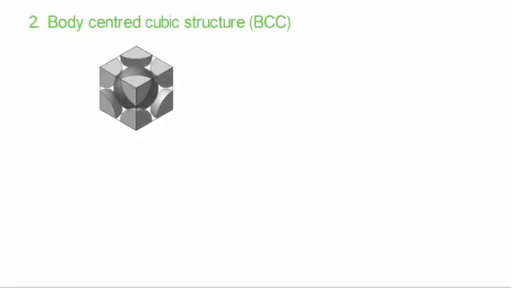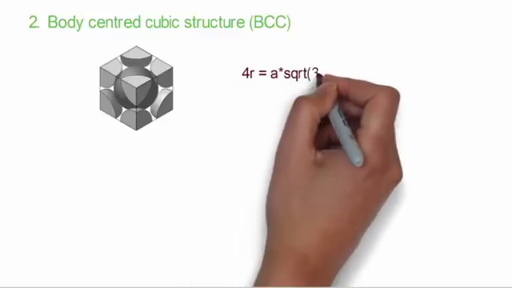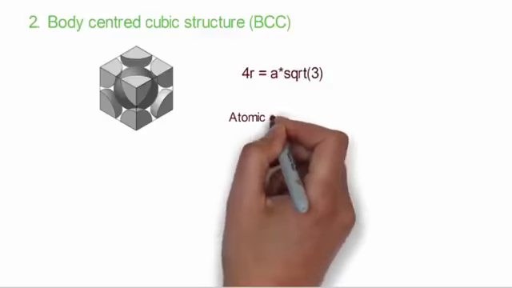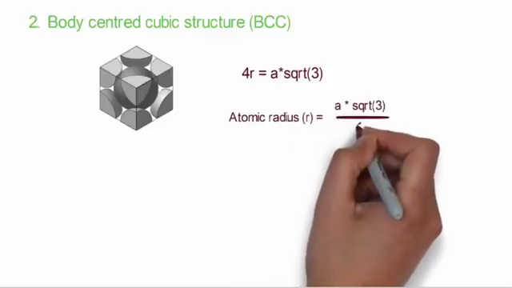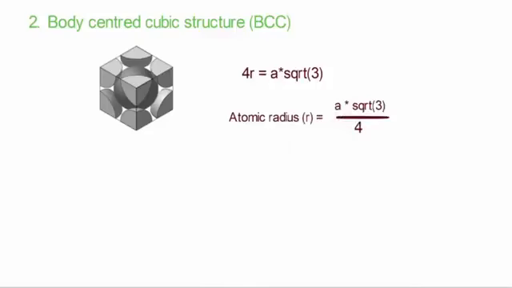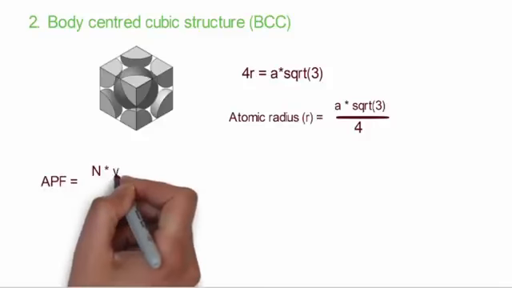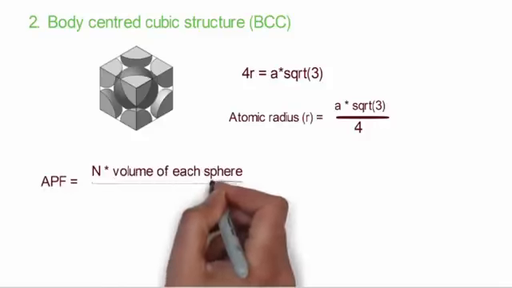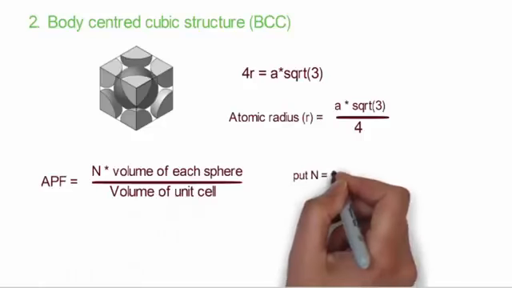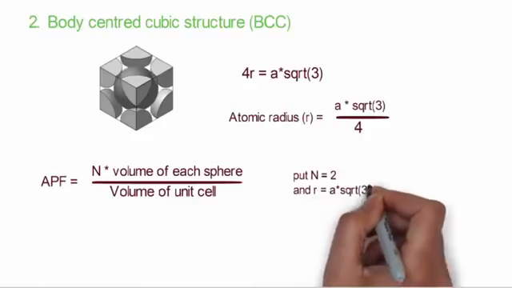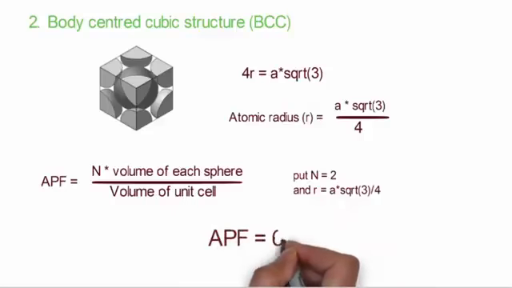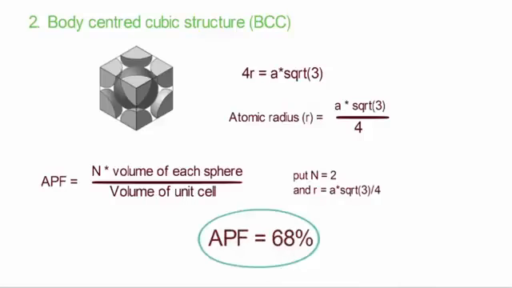Now let's calculate packing efficiency of a body-centered structure. There is an atom at the body center of the unit cell. If we draw a body diagonal in the unit cell, we can easily see that it is equal to 4 times the radius of the sphere. So here 4R equals root 3 times A. So R equals A root 3 by 4. In BCC there is one extra atom at the center, so the effective number of atoms would be 2 here. So after putting n equals 2 and R equals A root 3 by 4, we will get atomic packing factor equal to 68%.